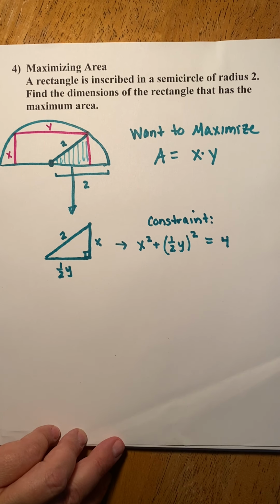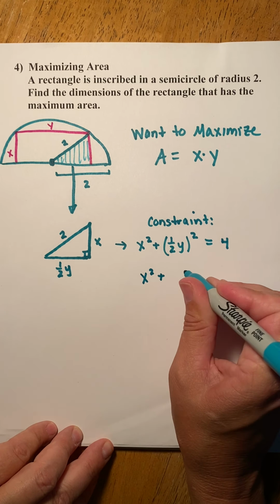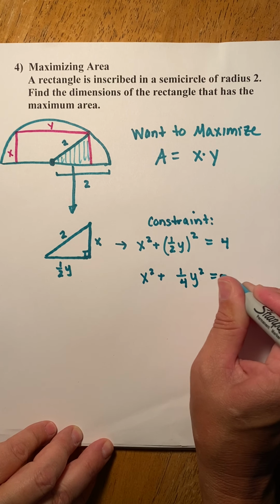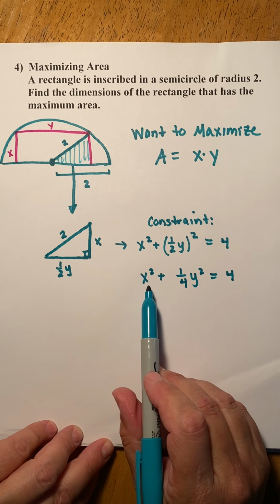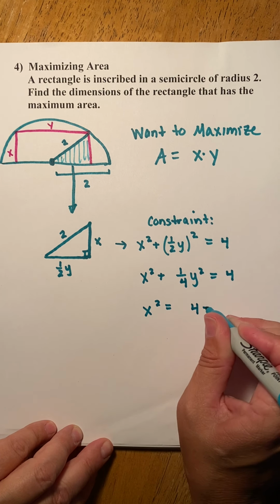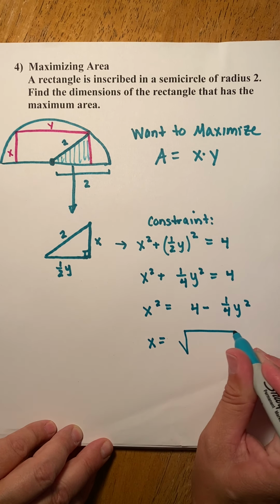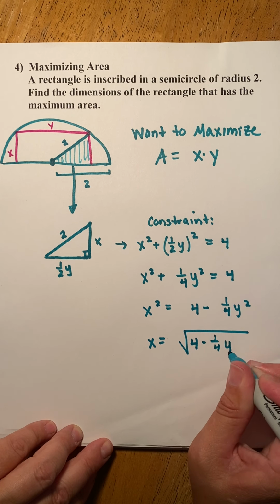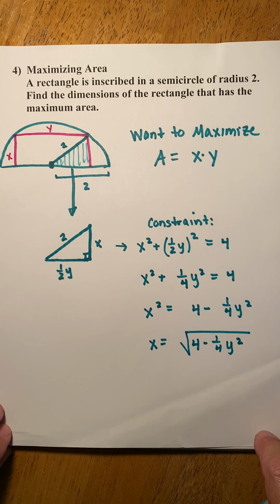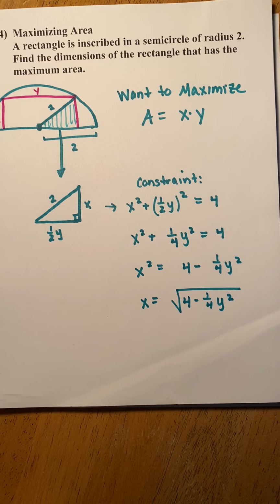Right, so we're going to pick either x or y and solve for it. I'm going to do x squared plus 1/4 y squared equals 4. I'm going to solve for x. x squared equals 4 minus 1/4 y squared, and x is equal to the square root of 4 minus 1/4 y squared. Now we have to be careful because if we take the square root of something squared, we usually get plus or minus the square root of whatever's inside. But because we know x is the length of the side of the rectangle, we know that we are looking for the positive square root.